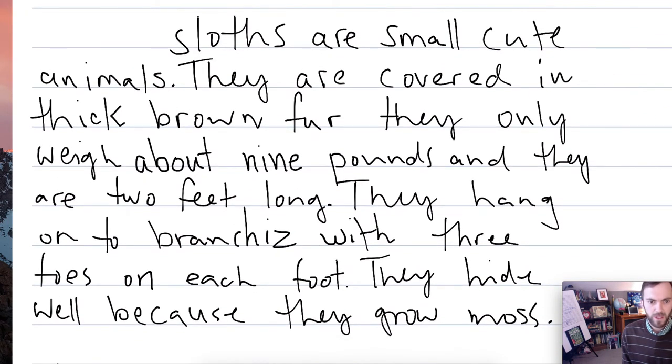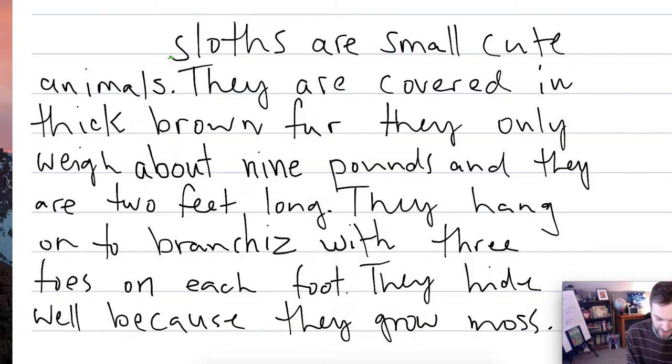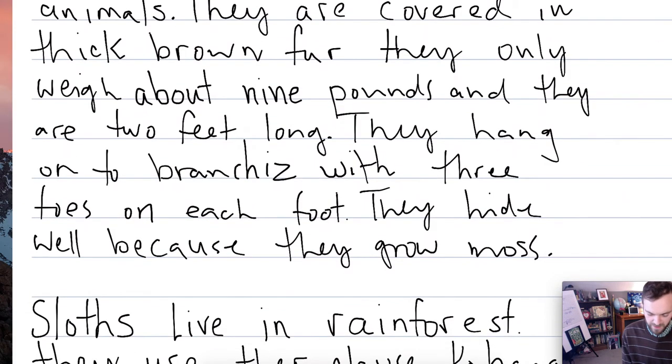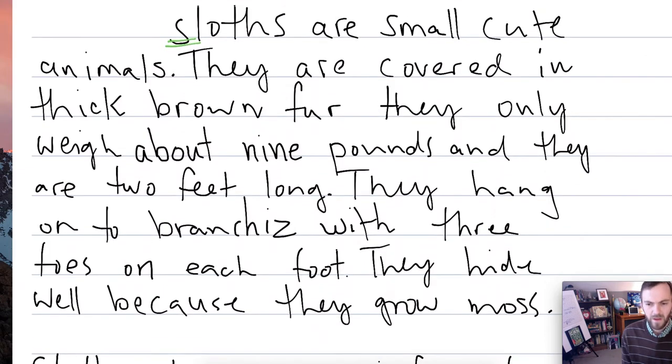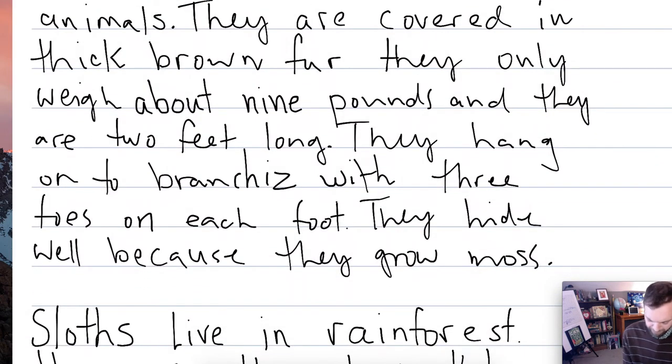Sloths are small, cute animals. Oh, I noticed I need to capitalize again. They are covered in thick brown fur. They only weigh about 9 pounds and they are 2 feet long. They hang on to branches with 3 toes on each foot. They hide well because they grow moss. Cool. Not sure where they grow moss. I'm just going to put a question mark here as a way to say, are you going to write more? What did that mean?